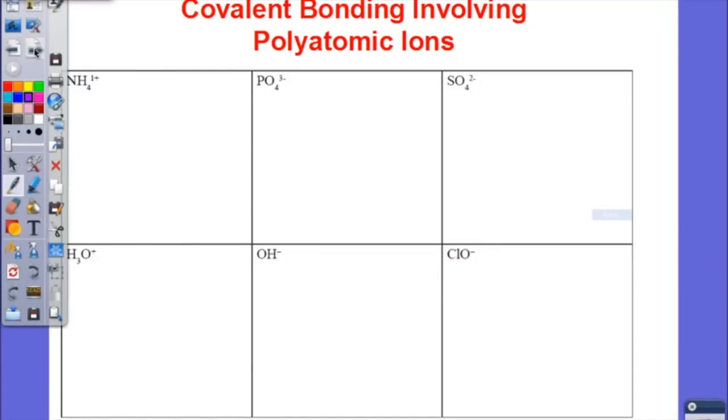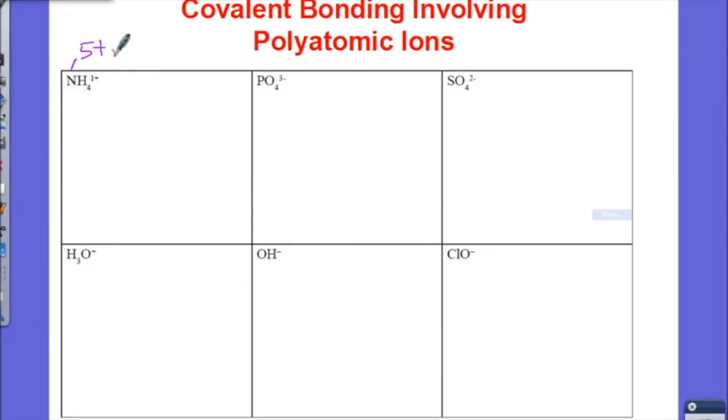Let's count the total number of valence electrons. Nitrogen has how many? 5. Plus hydrogen has 1 times 4. Good job. Excellent. Because it is positive, it lost 1. You need to take it away. Okay? So this is 5 plus 4 minus 1. Positive gives you what? 8.